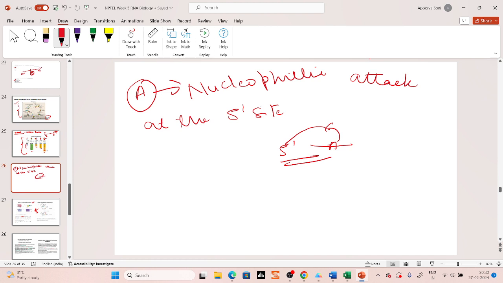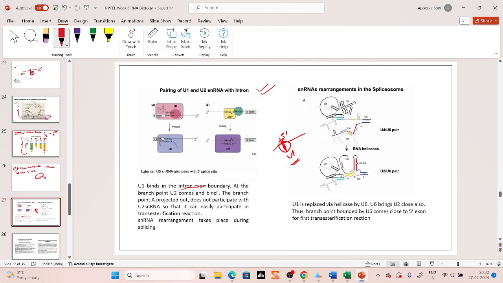Now how is this pushed outwards? Just like we kick a ball, in a similar way U2 kicks this A, and it is projected outwards so that A can interact with the 5 prime splice site. Is it clear? Just like a footballer kicks the ball towards the goal, in a similar way U2 kicks A out, and it goes near the 5 prime splice site. This is what I have written over here. When U2 comes, the branch point A is projected out, does not participate with U2, so that it can easily participate in the trans-esterification reaction, and then this arrangement takes place during splicing.